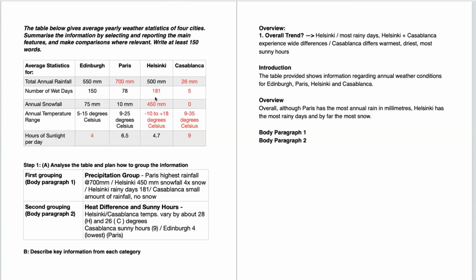And it's nice to link up different ideas. So I'm contrasting the fact that Paris has the most annual rainfall, yet Helsinki has the highest number of wet days. Now I'm going to talk about Helsinki and Casablanca here. So I'll say Helsinki and Casablanca experience much wider temperature differences than other cities.